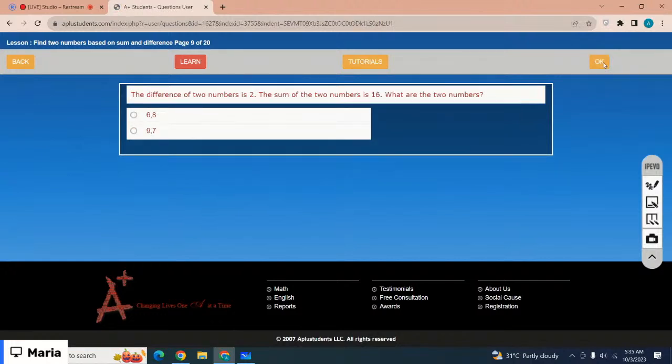Okay, the difference of two numbers is 2. The sum of two numbers is 16. What are the two numbers? So, which is the correct option? They are, very good, 9 and 7.